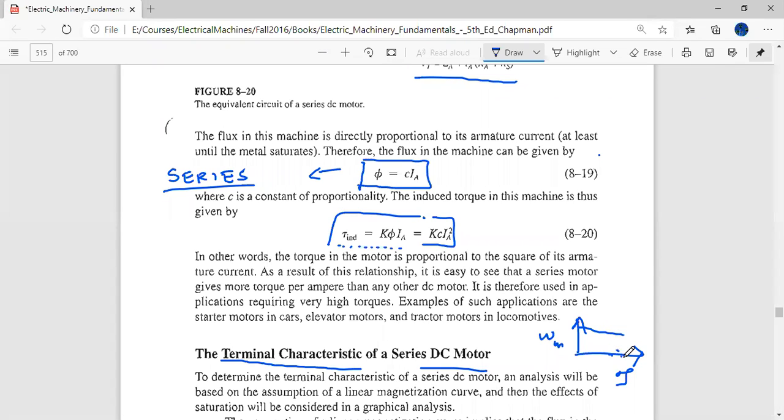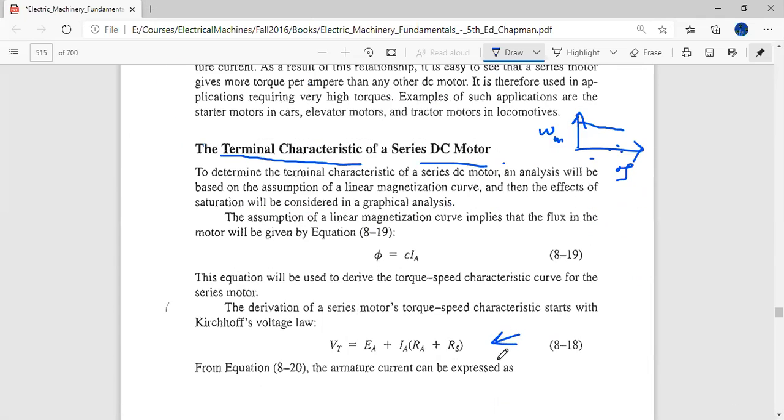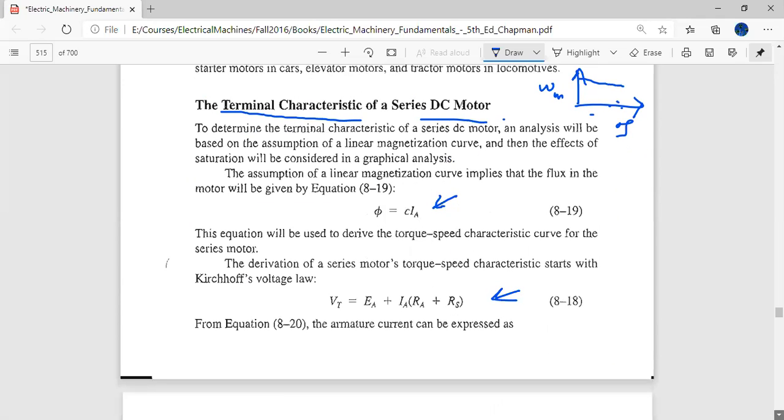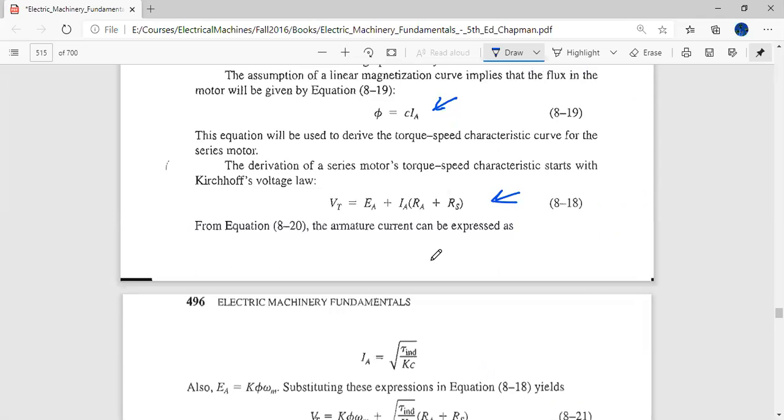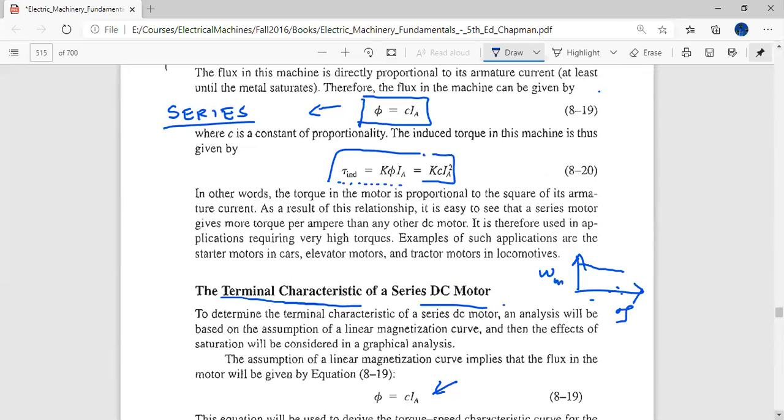So now we want to do the same thing for the series motor. So for the same analysis, we again start with this Kirchhoff's voltage law equation, and this new relationship that we have seen, that the flux in this machine is not constant, it is constantly changing, it is a function of the armature current or the load current. So from the relationship that torque is equal to KC IA square, which we have already derived over here.